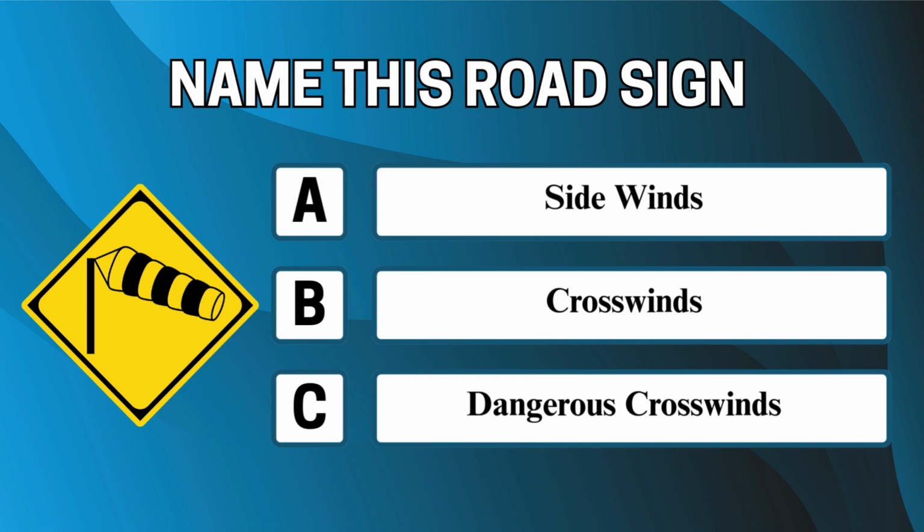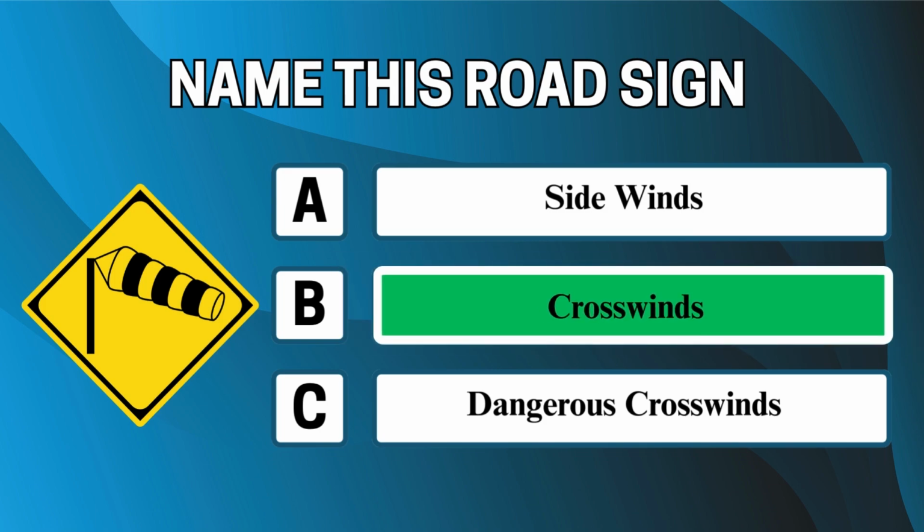Name this road sign. A. Side winds. B. Crosswinds. C. Dangerous crosswind. That is right, it is the crosswind sign.